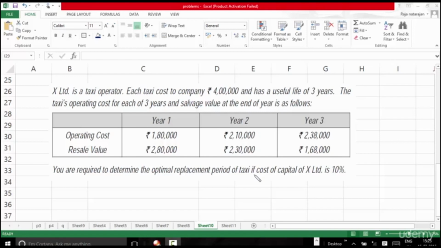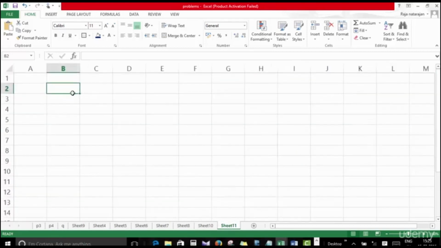So here what you basically have to find is the optimal replacement period, when they should replace the taxi, whether at the end of year 1, year 2, or year 3. And we have the information related to cash outflows from the investment point of view, which is 4 lakh, and the annual operating cost. So with this information we have to find it. Let's do the evaluation of project 1.